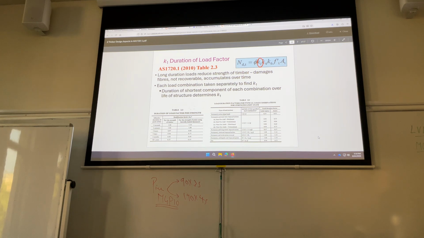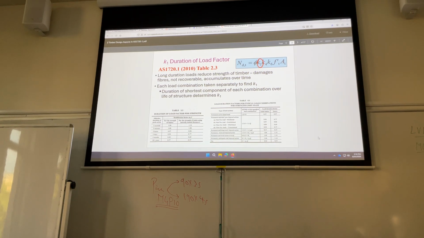Member capacity under tension. So ND design, T for tension. So what is the formula? Phi NDT equal to phi times K1, K4, K6, F prime T, AT. If you memorize the timber design before, it has many factors. It is easy but has many factors. So this is an example of the formulas, one of the formulas we have.